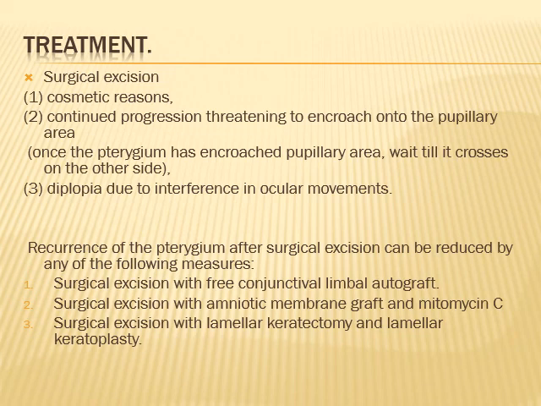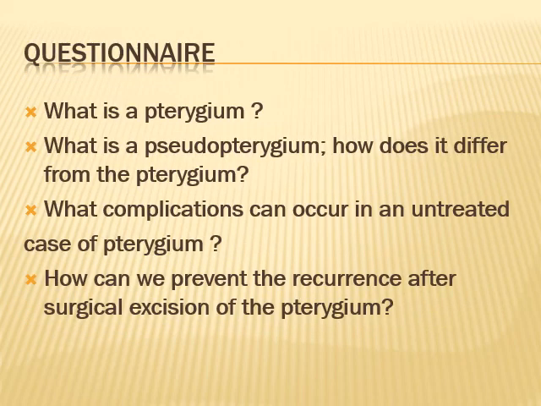But after surgical excision, there are chances of recurrence. So how can you prevent recurrence of pterygium? You can do surgical excision with free conjunctival limbal autograft, or surgical excision with amniotic membrane graft or mitomycin C, or surgical excision with lamellar keratectomy and lamellar keratoplasty. So these are the ways you can prevent recurrence. Thank you.